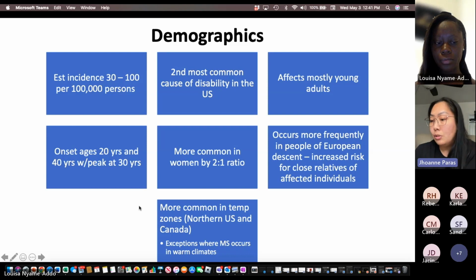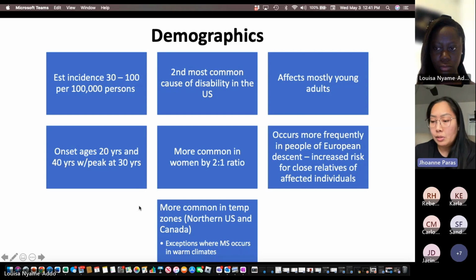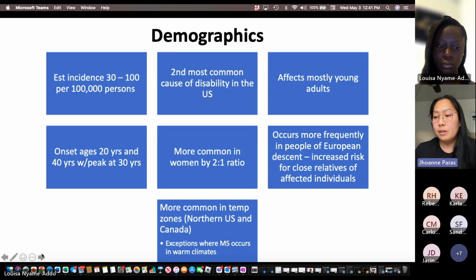And it usually occurs more frequently in people of European descent and those closely related to European descent. And this could be due to temperature zones, for example, northern US and Canada, but there are people with MS in warmer climates. On our next slide, we'll cover the etiology.